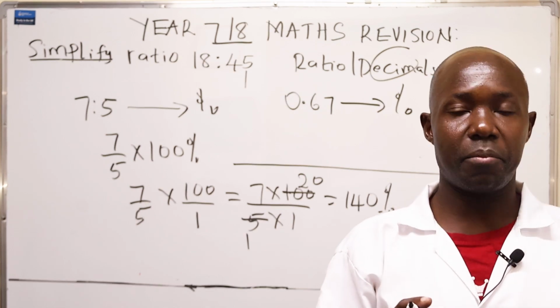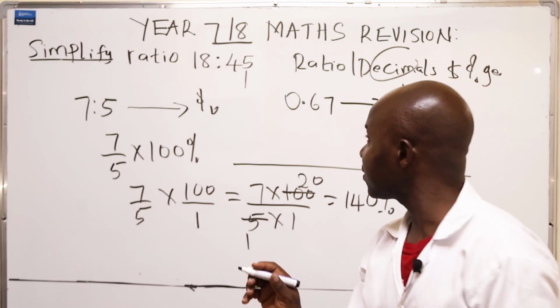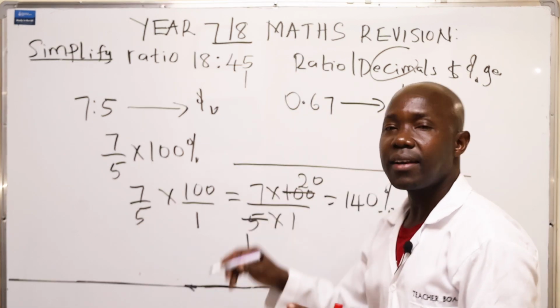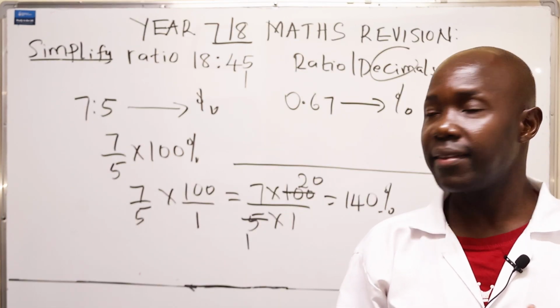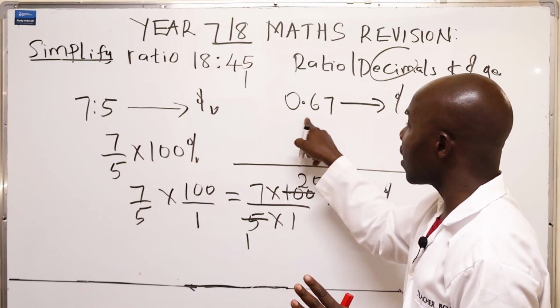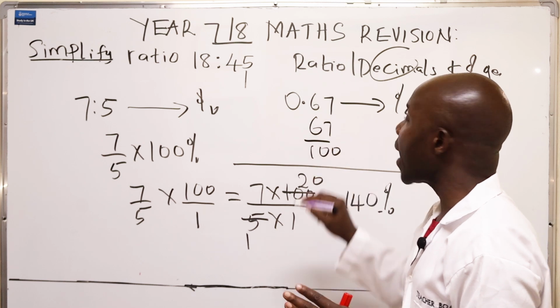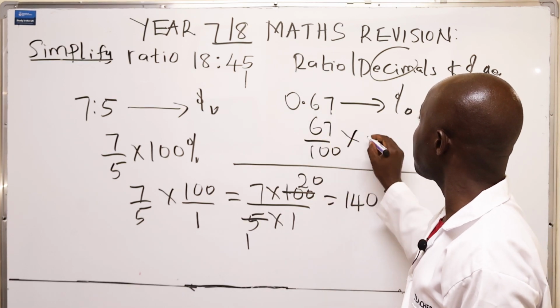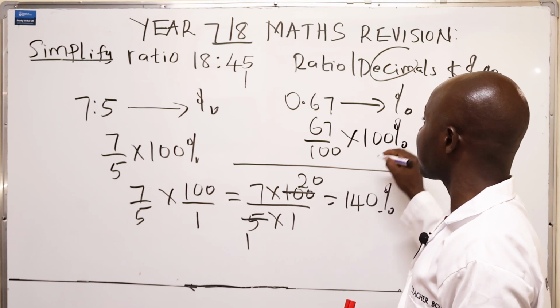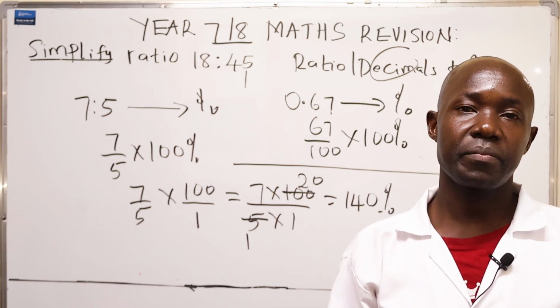Whenever you have a decimal and you are converting it as a percentage, what you are supposed to do, change that ratio or that decimal into a fraction. And the first step here is, since we have 2 decimal places, you will take 67 over 100 because it has 2 decimals. Then you multiply by 100% because we are changing the ratio into percentage.